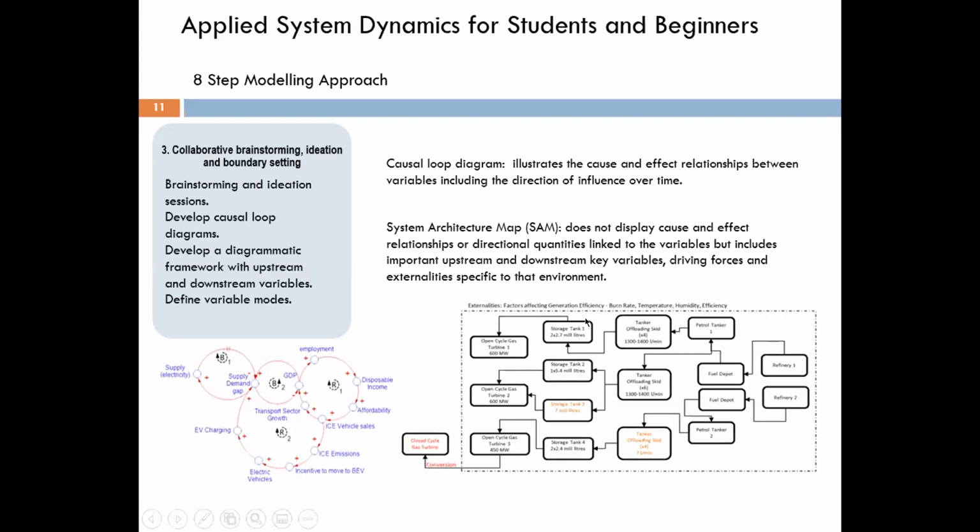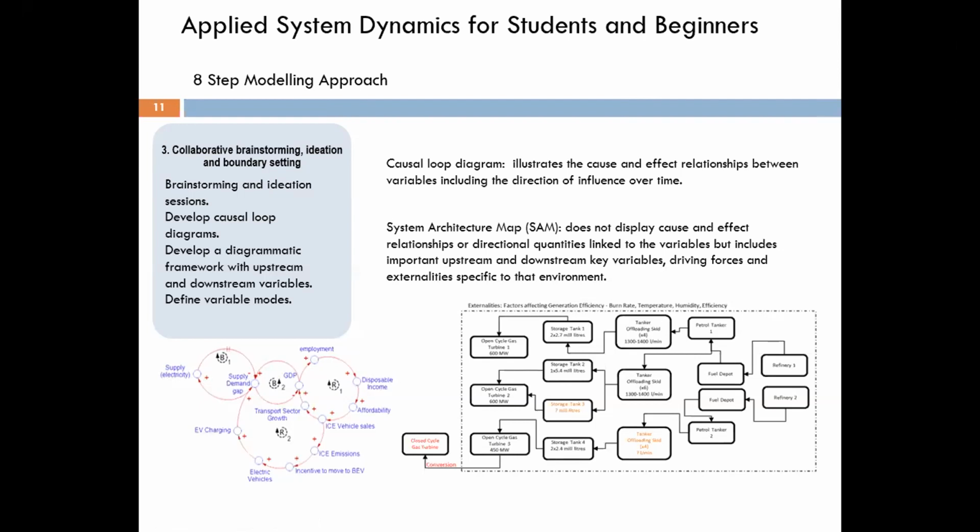However, when we draw something like a system architecture map, we're not looking for cause and effect relationships or these directional quantities that are linked to the variables. We're trying to understand what the upstream and downstream key variables will be that are impacting our system problem, as well as any pertinent externalities that are specific to that environment.